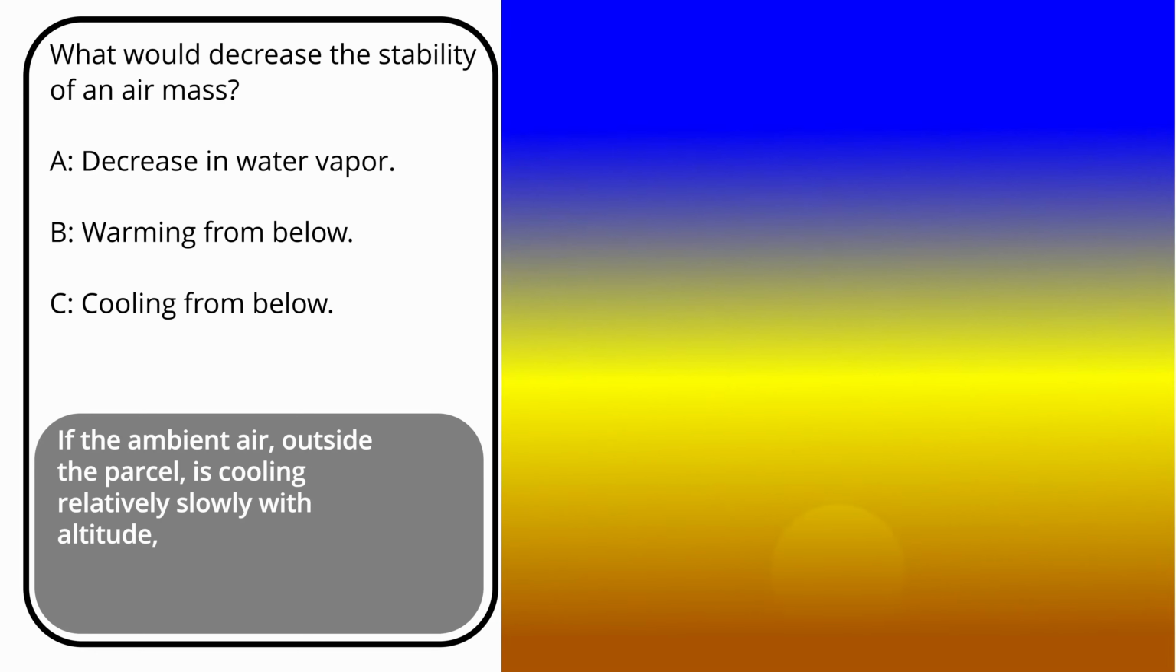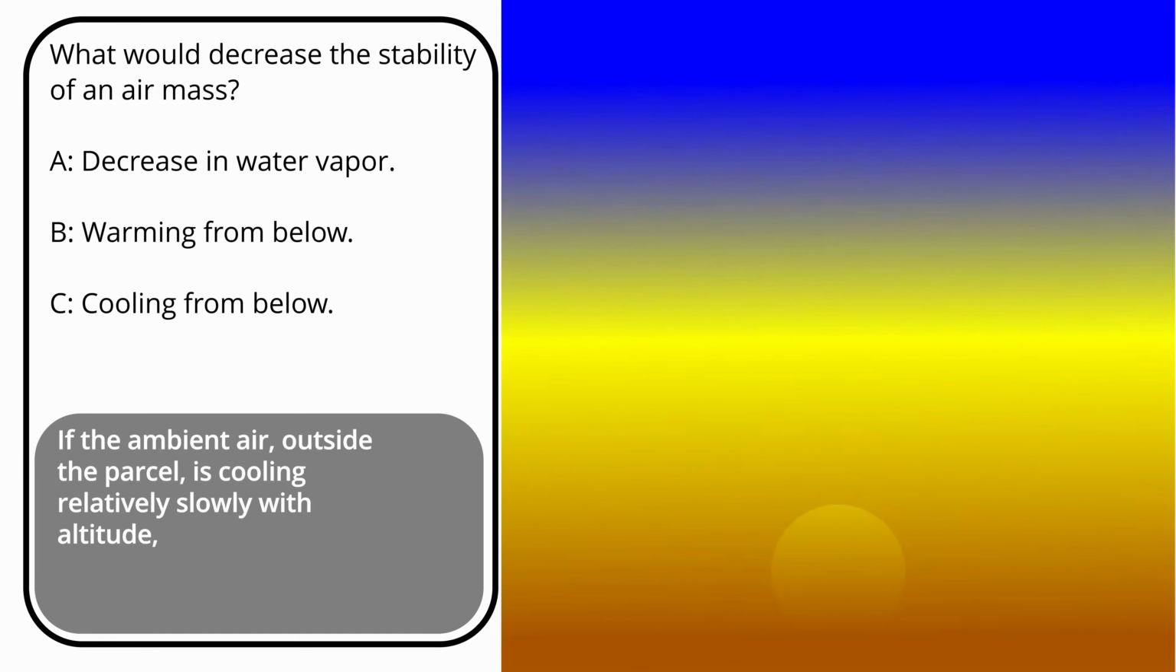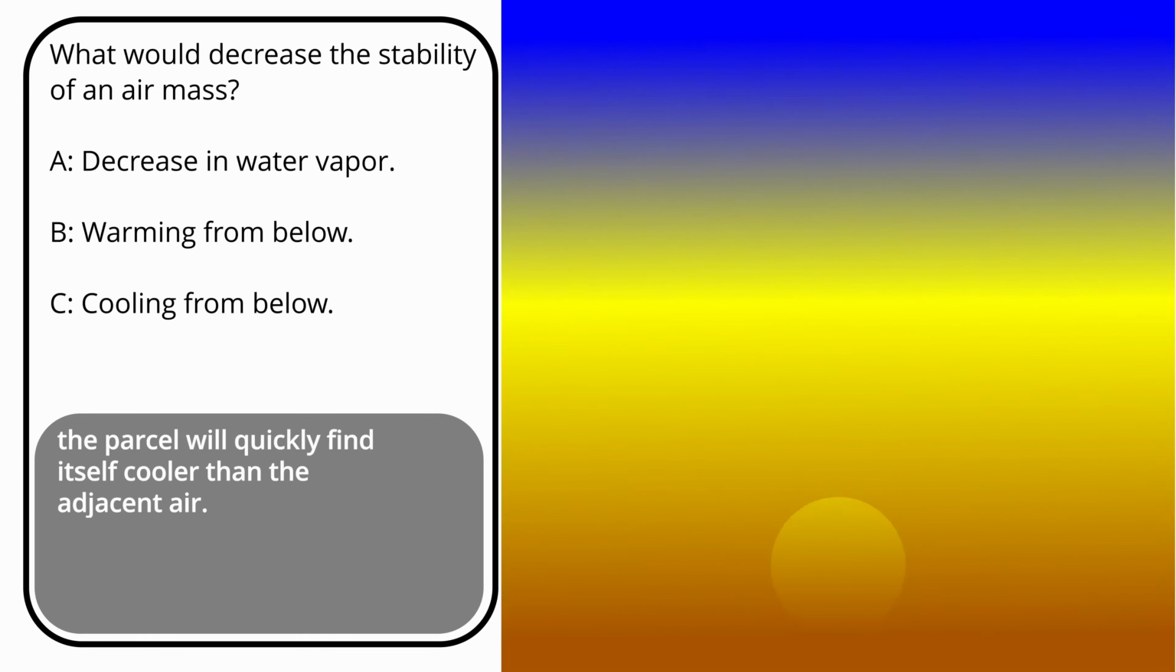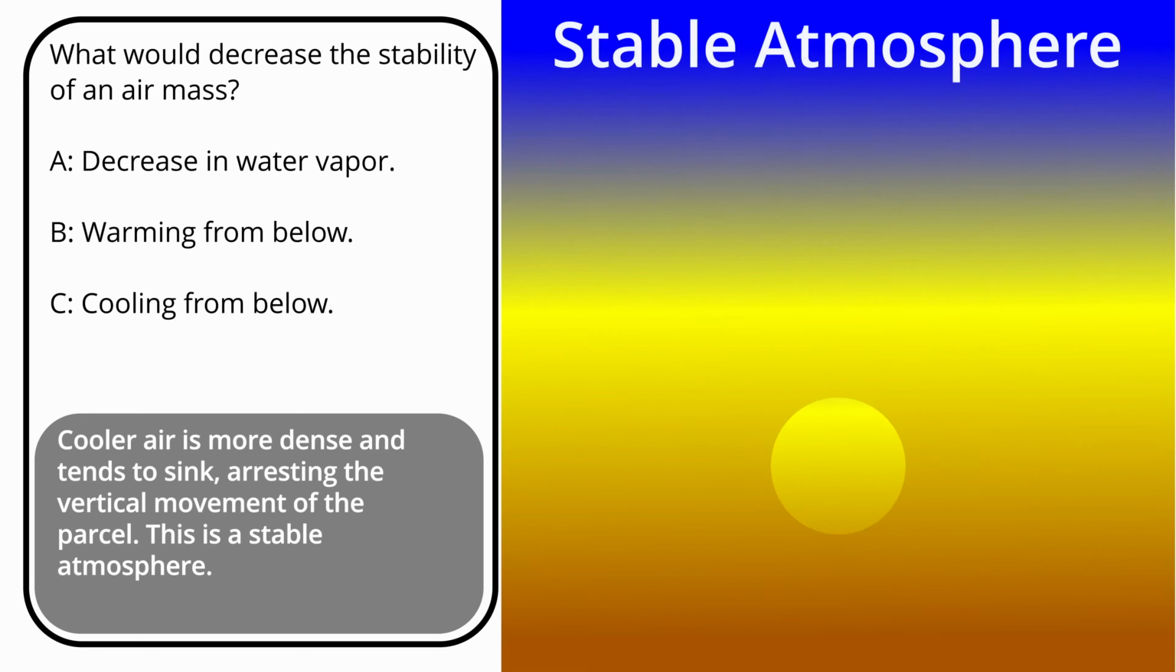If the ambient air outside the parcel is cooling relatively slowly with altitude, the parcel will quickly find itself cooler than the adjacent air. Cooler air is more dense and tends to sink, arresting the vertical movement of the parcel. This is a stable atmosphere.